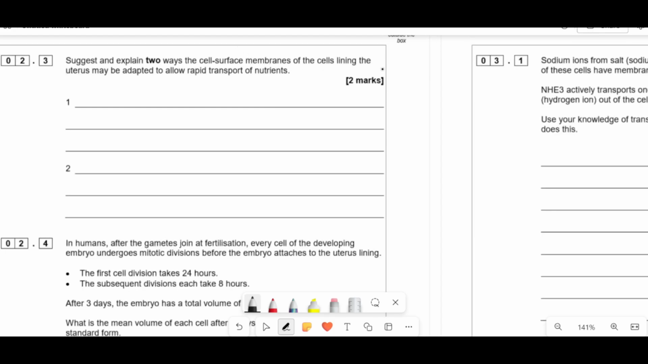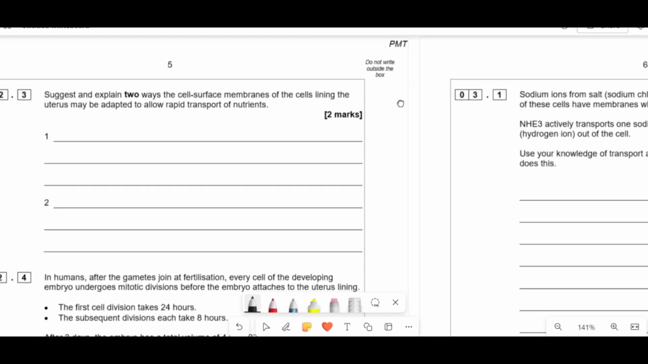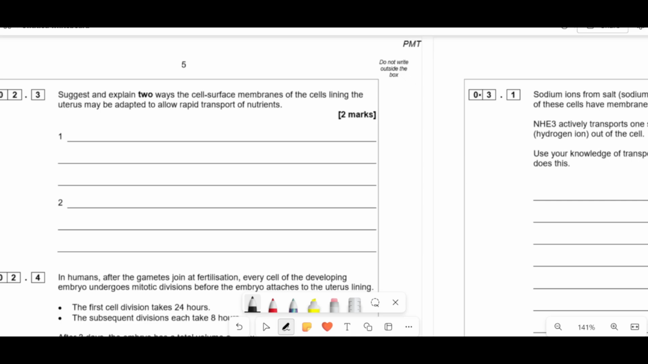Suggest and explain 2 ways the cell surface membranes in the cells lining the uterus may be adapted to allow rapid transport of nutrients. So whenever you're transporting anything, whether you're diffusing and all of that stuff, the rules are to make it as fast as possible. You want a steep concentration gradient. You want a short diffusion pathway. You want a decent temperature, but obviously we can't really make our temperature go really high, so you can't always do that. A high surface area to volume ratio. And also, if you need facilitated diffusion, you need lots of proteins for it, like channel and carrier proteins.